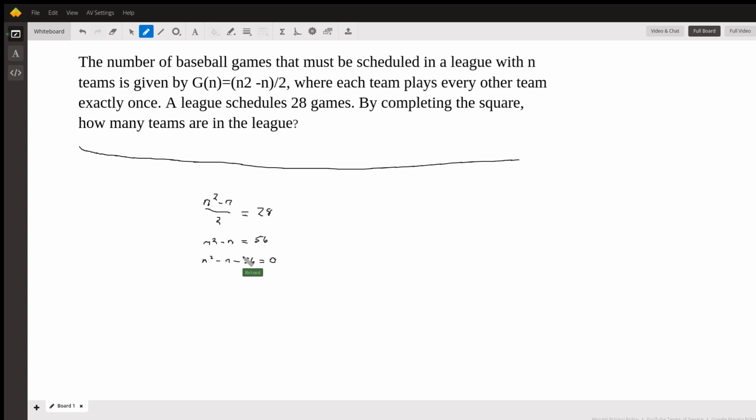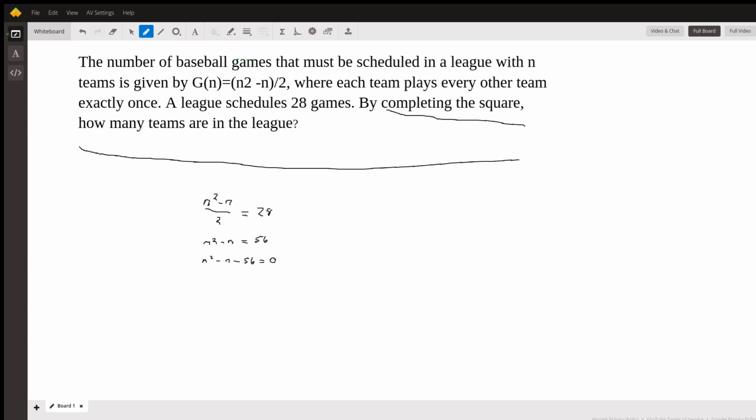Okay, so normally you might want to factor this, but we're not allowed to factor or use the quadratic formula. We're supposed to complete the square, so we're going to follow the instructions.